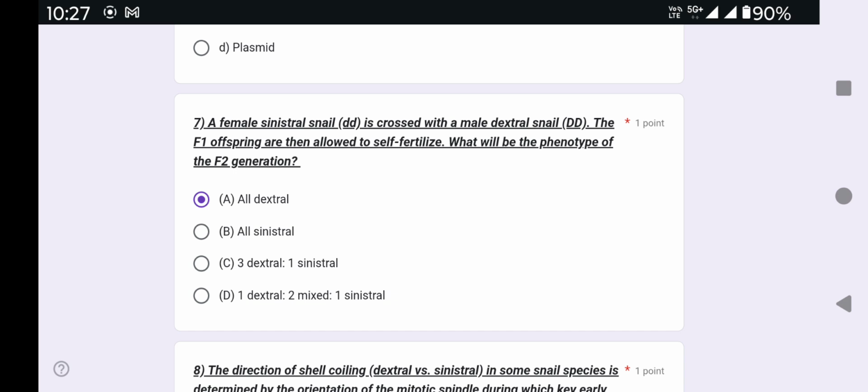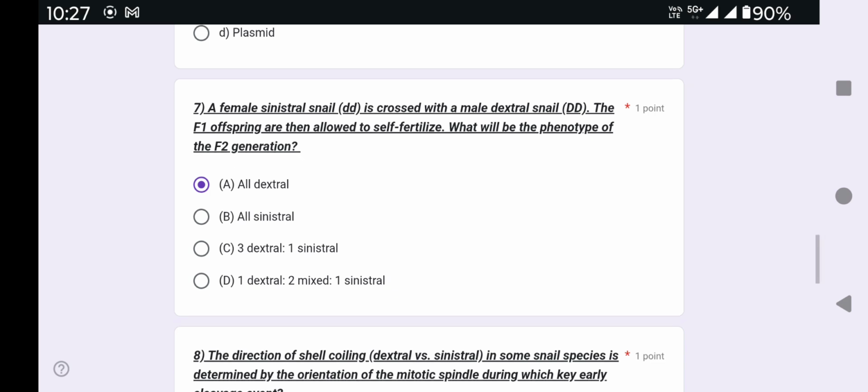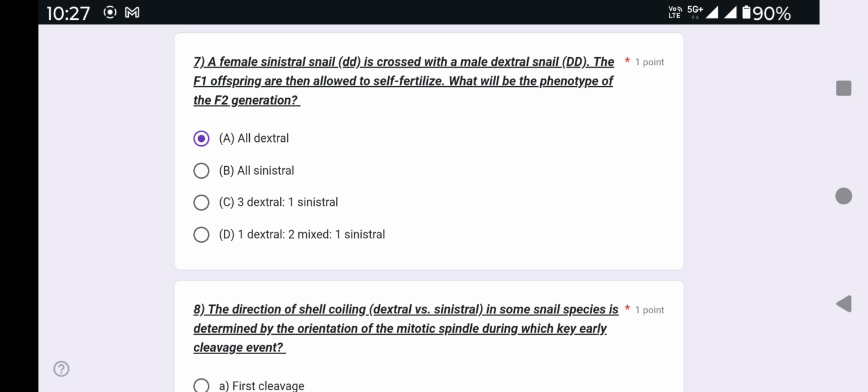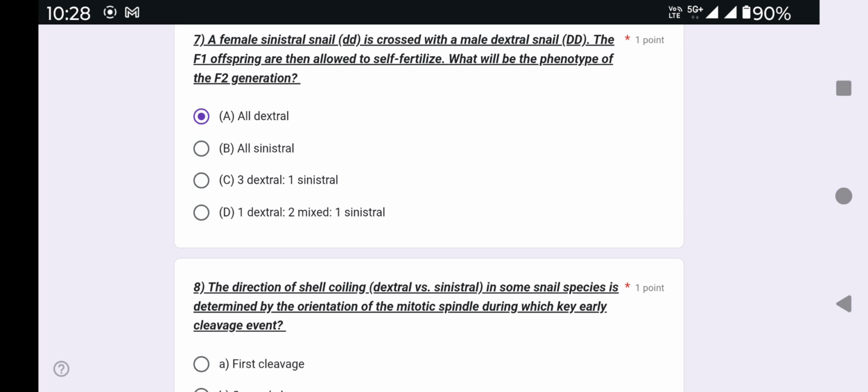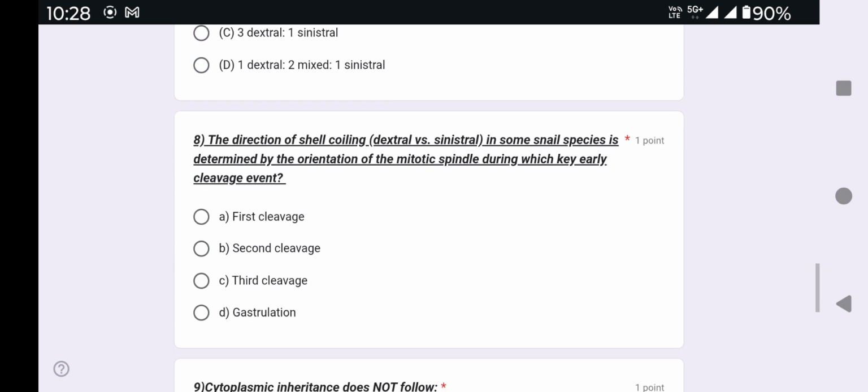You need to correct this, and you need to prepare this by making the cross, because in F1 you will get capital D and small d, that will be dextral. But then in the next generation, that will be the female. If the female is dextral, then the progeny will be dextral. If the female is sinistral, then the progeny will be sinistral. That is how the cytoplasmic inheritance takes place, right?